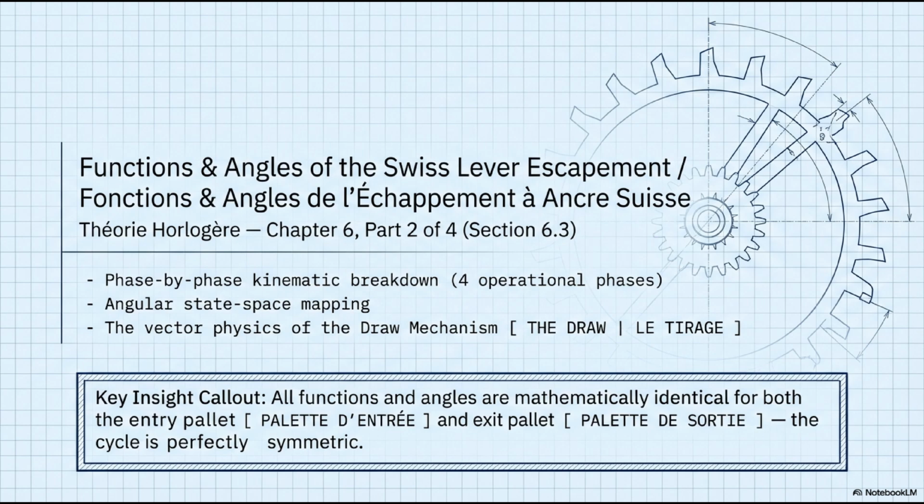The entry alternation and the exit alternation run through the same 4 phases, with the same angular values, just on alternating sides. There's no separate entry version and exit version of the kinematic analysis, just one cycle that repeats. Part 2 covers 3 interconnected topics.